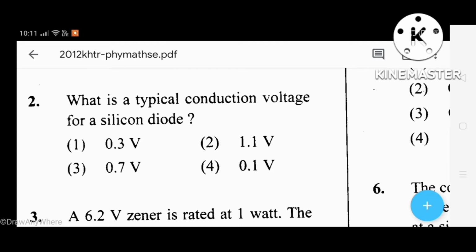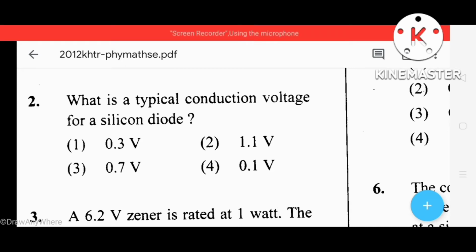So what is the typical conduction voltage for silicon diode? For silicon diode, the conduction voltage value is 0.7 volt. For germanium, it will be 0.3 volt.